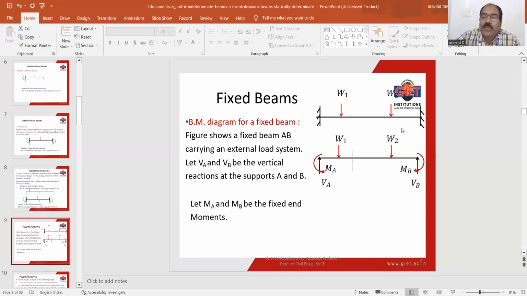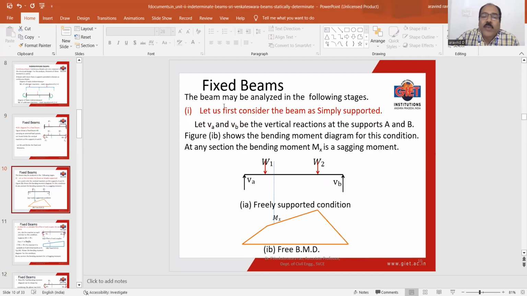Let us consider a fixed beam subjected to loads W1 and W2 as shown in the figure. Let VA and VB be the vertical reactions at A and B. Let MA and MB be the fixed end moments at A and B. These beams may be analyzed in the following stages.